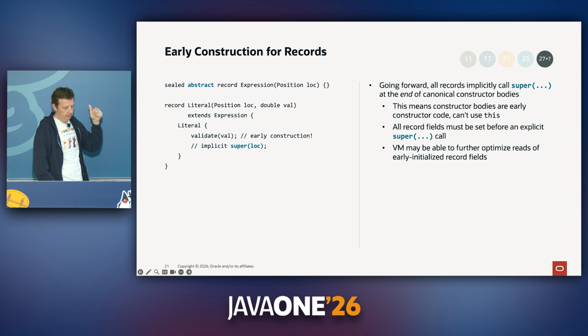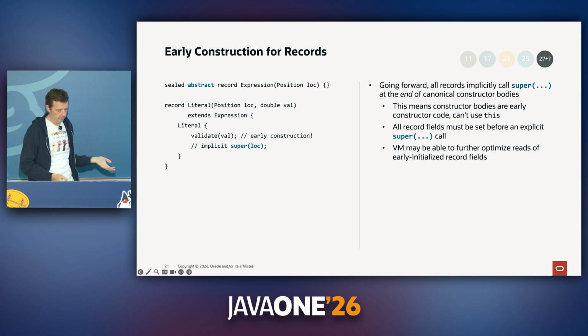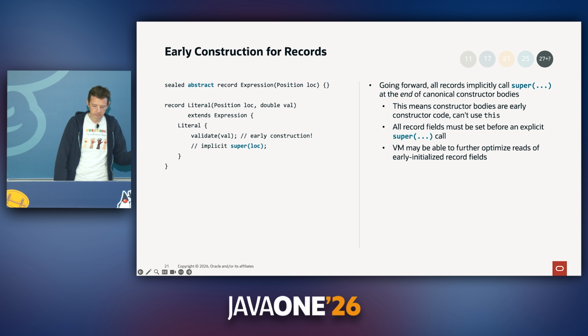Early construction for records. I talked about how we'd like fields to be assigned in the early phase of construction. We think it will make sense for all records to automatically be compiled in that way. Generally, with records, you're not writing constructor code manually, and when you are, you're usually just providing little bits of validation. And so the idea here is just change the compilation strategy, put the super call at the end, and get all the benefits of early initialization.